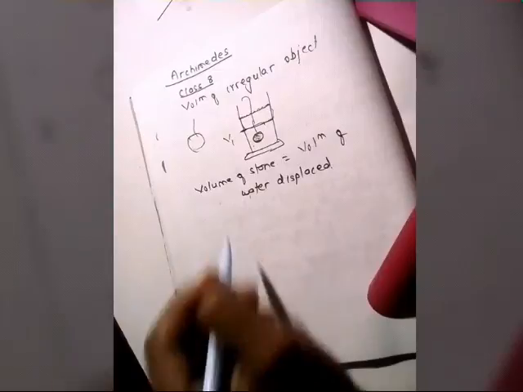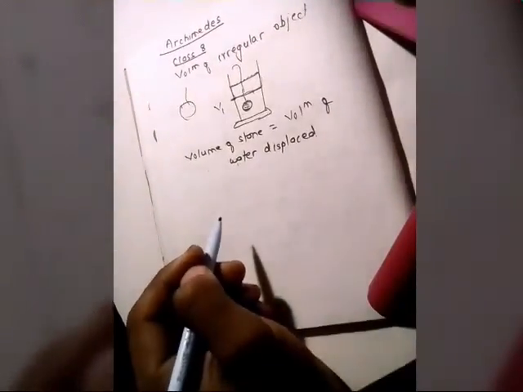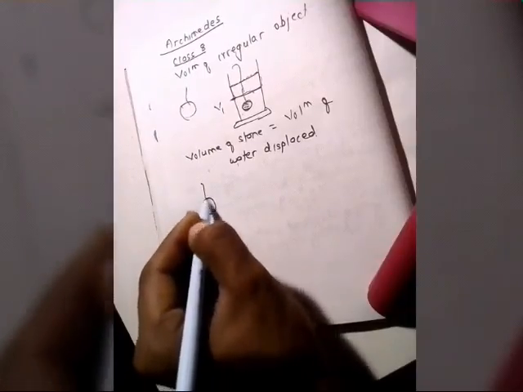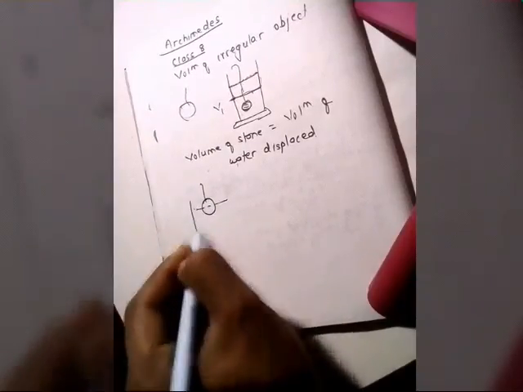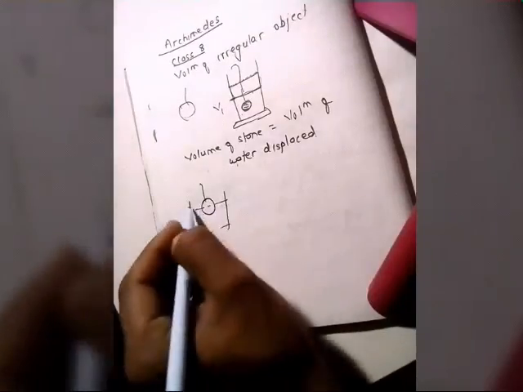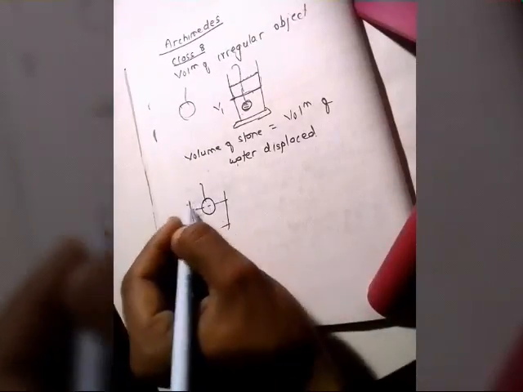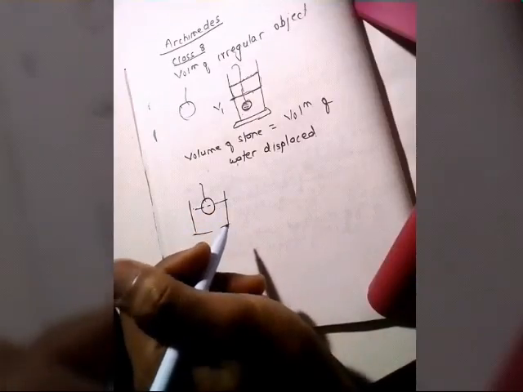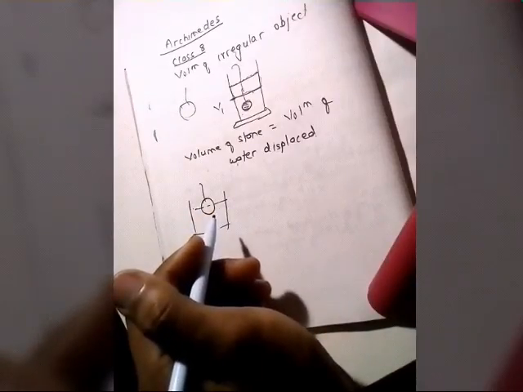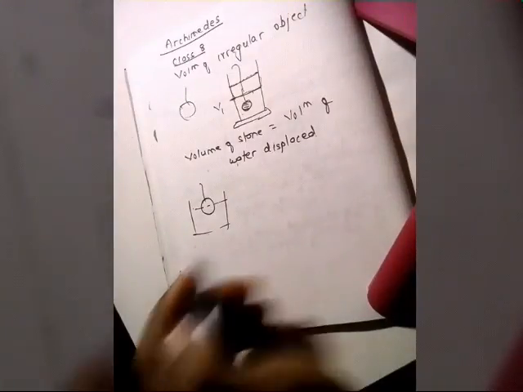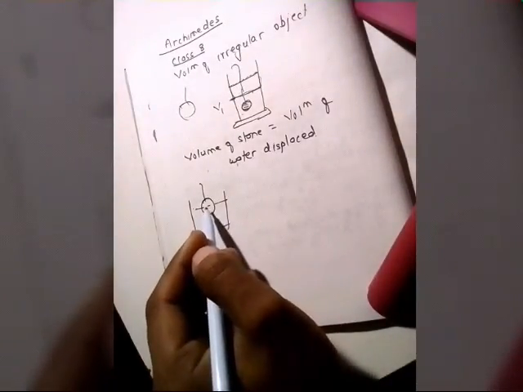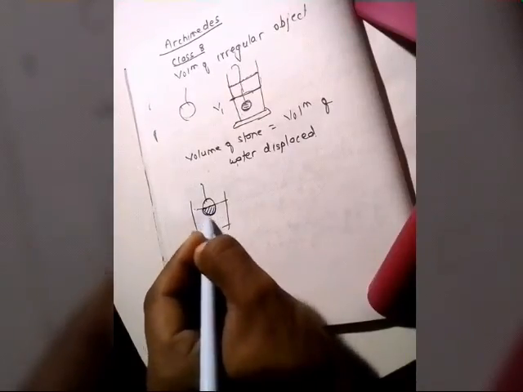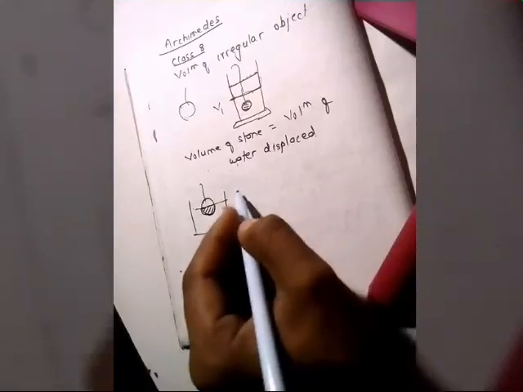Now what if the object is not completely inside water, and is somewhat floating? Consider the next case. If we keep the stone like this, it is not completely inside water. In this case too the water will come up, the water will be displaced. Now the volume of displaced water will definitely not be equal to the volume of the stone. It will be equal to this much volume, that means the volume of object inside water.